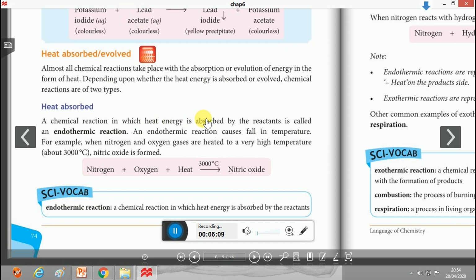Chemical reactions in which heat energy is absorbed by the reactants are called endothermic reactions. Nitrogen and oxygen are the reactants, nitric oxide is the product. Nitrogen and oxygen react together to form nitric oxide when they are heated to a very high temperature, about 3000 degrees centigrade. Since heat is absorbed, this reaction is referred to as an endothermic reaction. In our SCI vocab, a chemical reaction in which heat energy is absorbed by the reactants is called an endothermic reaction.